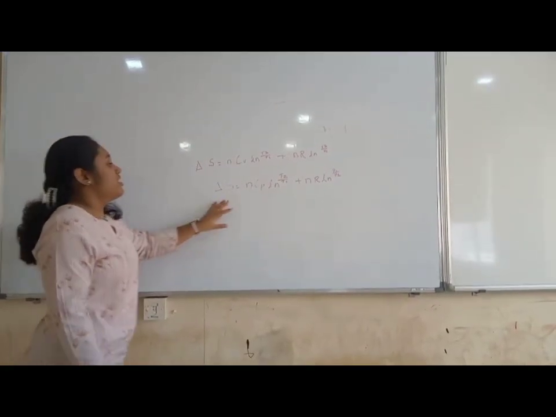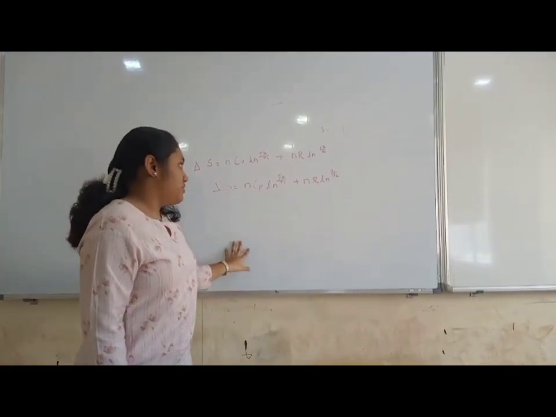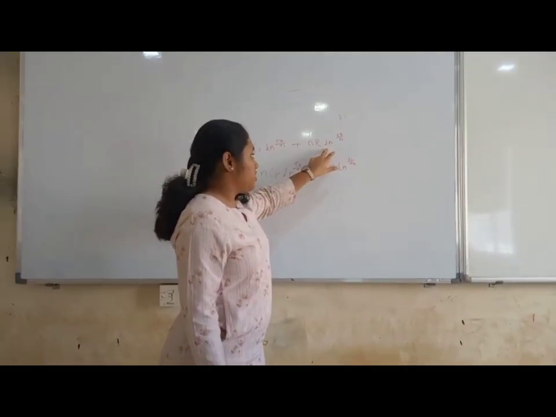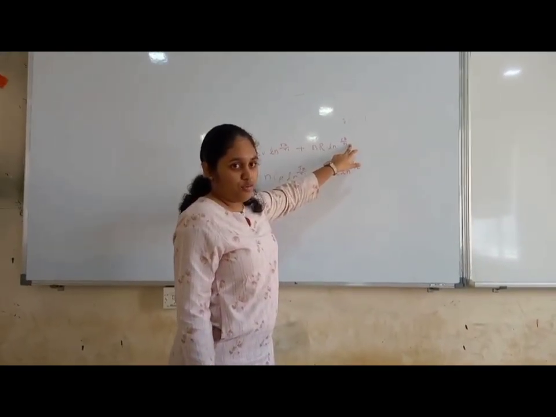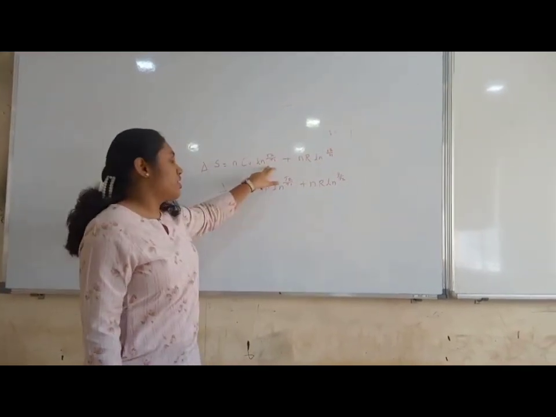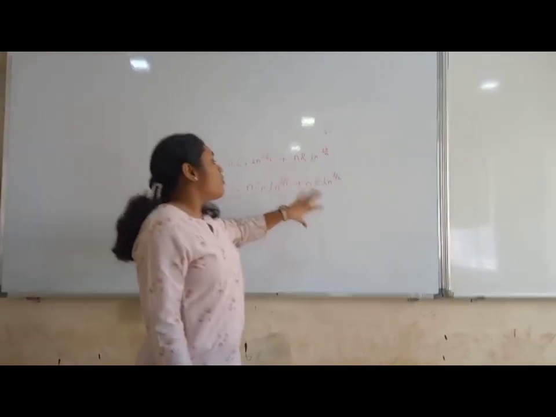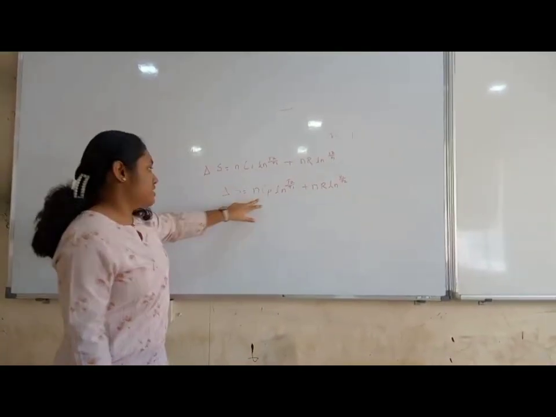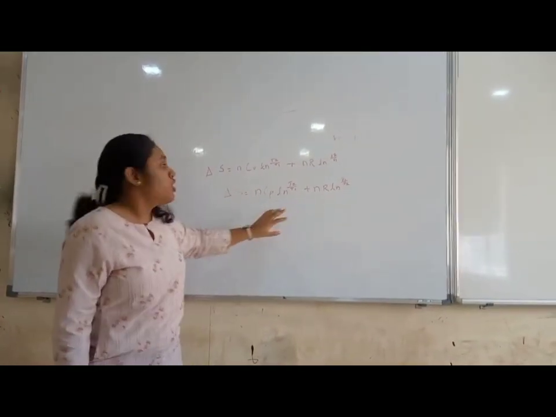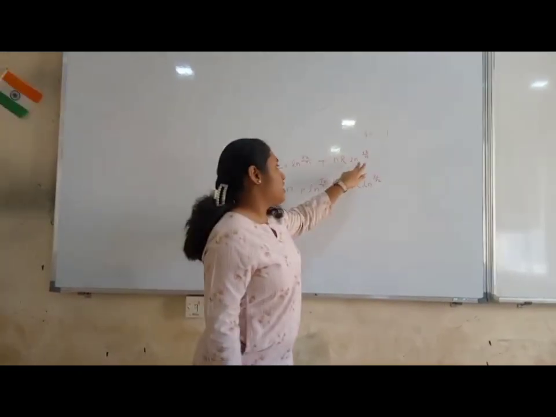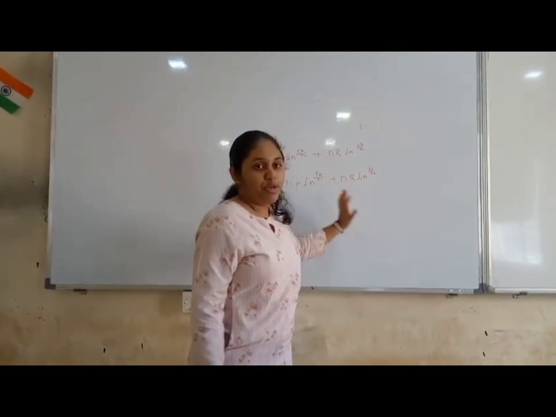For different processes, it will be different. For isochoric, this term will cancel out as the change in volume is 0. So we get nCv ln(T2 by T1). For isobaric, this term will cancel out and we get nCp ln(T2 by T1). For isothermal, these both will cancel out and we get nR ln(V2 by V1), or nR ln(P1 by P2).